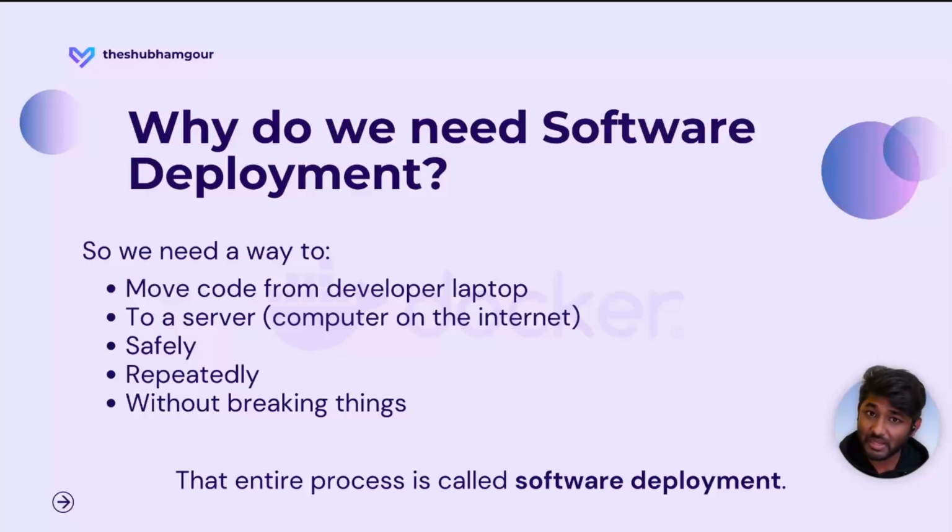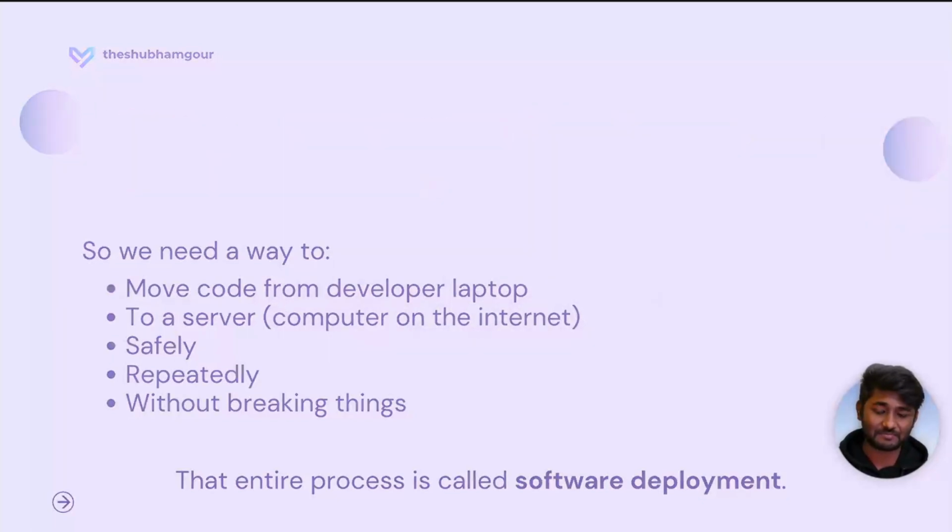It should be done repeatedly, because every time you write code and introduce a new feature, it should be available to the user. And if the user is using it, you have to make sure that it is bug free. That's the reason we make sure that the deployment is done repeatedly, and it should be done without breaking the existing features. That's the reason we need software deployment, and that is the entire process of software deployment, right?